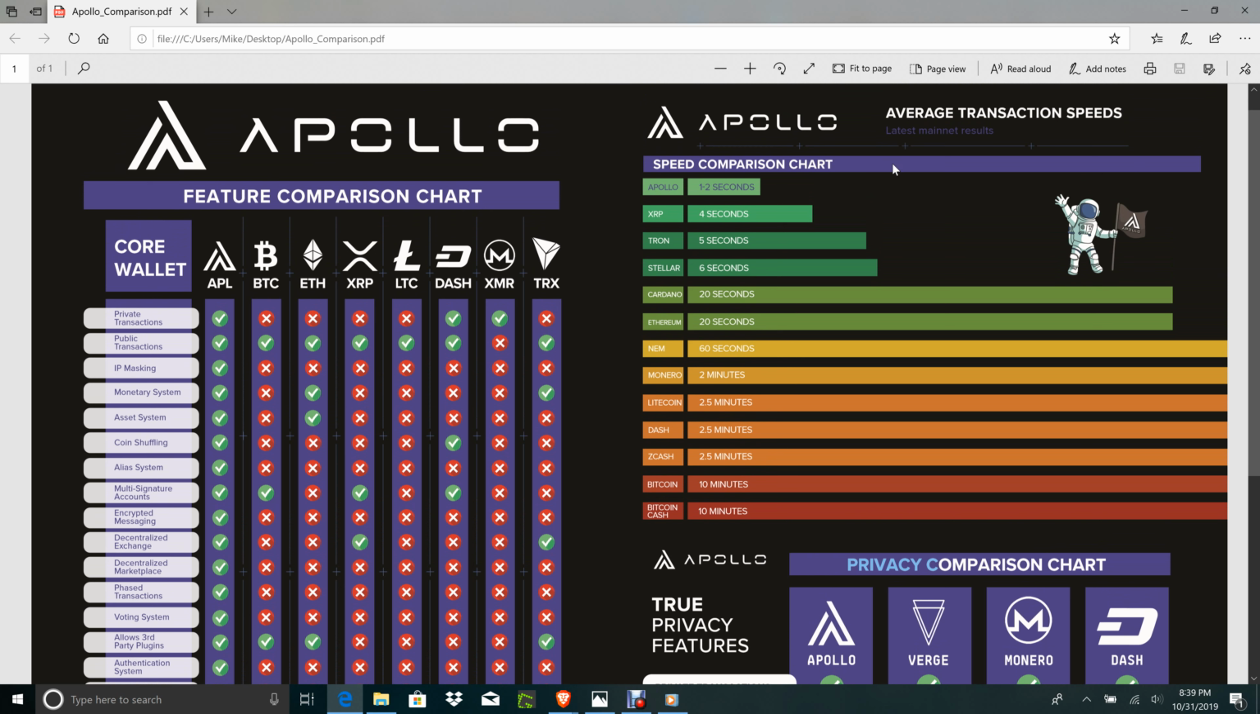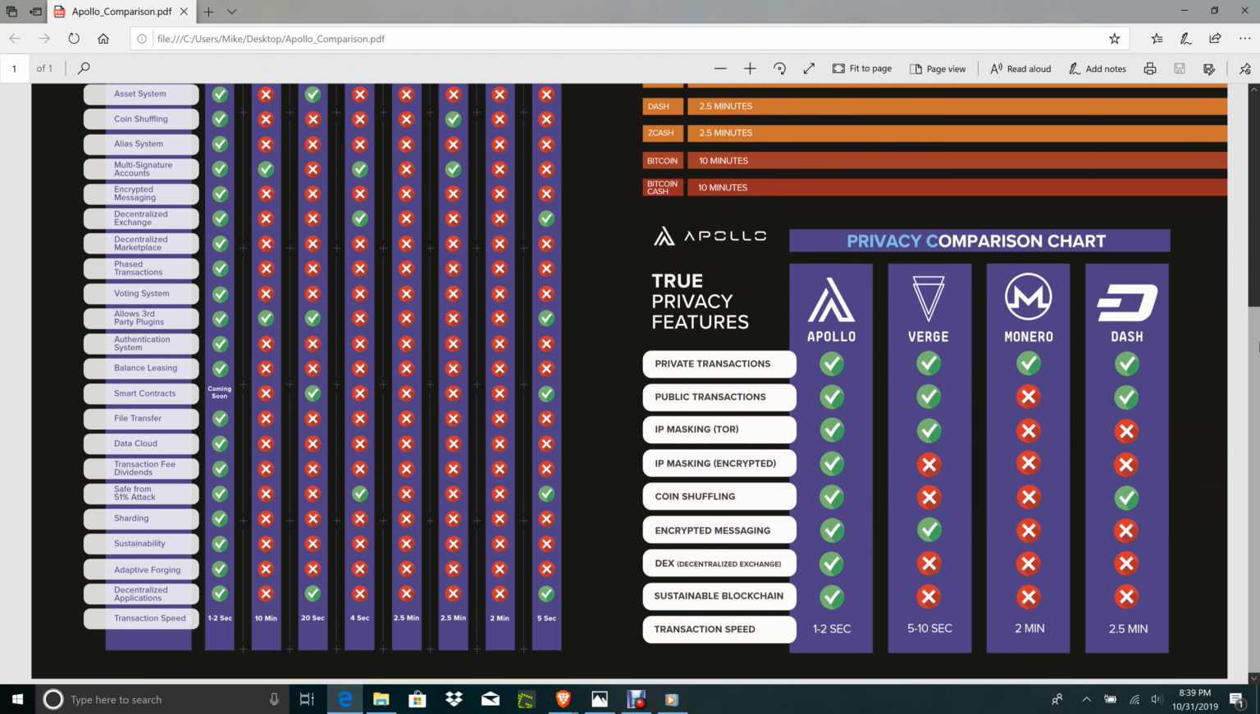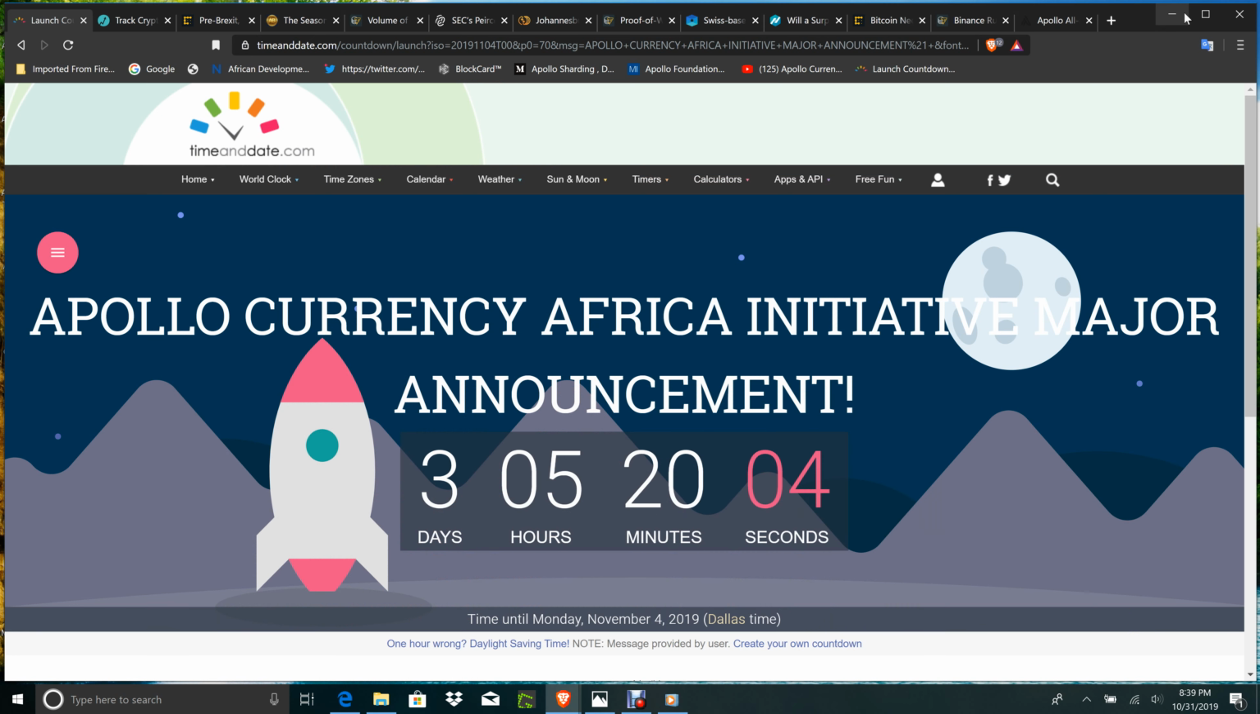And you look at the speed right here, 1 to 2 seconds, going to sub-second soon, which is amazing when you do wallet-to-wallet transfers. And then you've got the privacy features that are immense. But keep in mind, this is a public option always with Apollo's network, not just private. So you have all that there. Then on top of that, remember, this is the all-in-one.